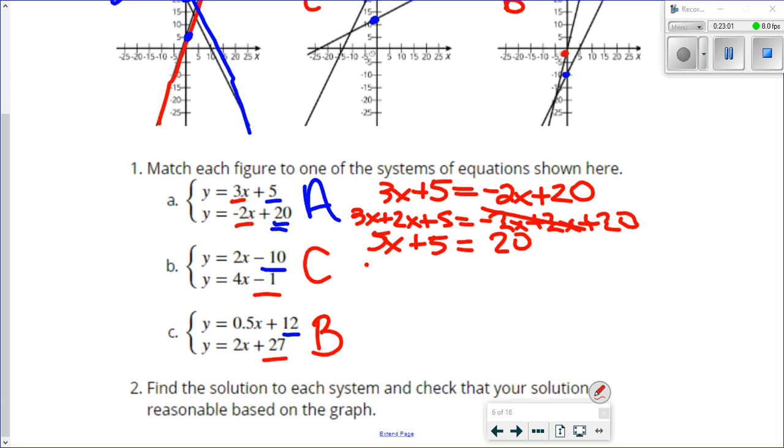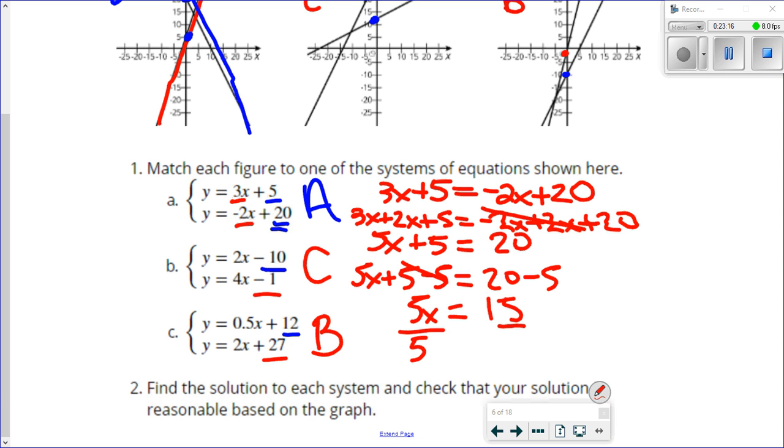So I'm going to bring over this positive 5 to the opposite side. I get my zero pair on the left. On the right, I do 20 minus 5, and I get 15. And last but not least, we're going to divide by 5 to solve for x. And 15 divided by 5 is 3. So we're partially done with system A.